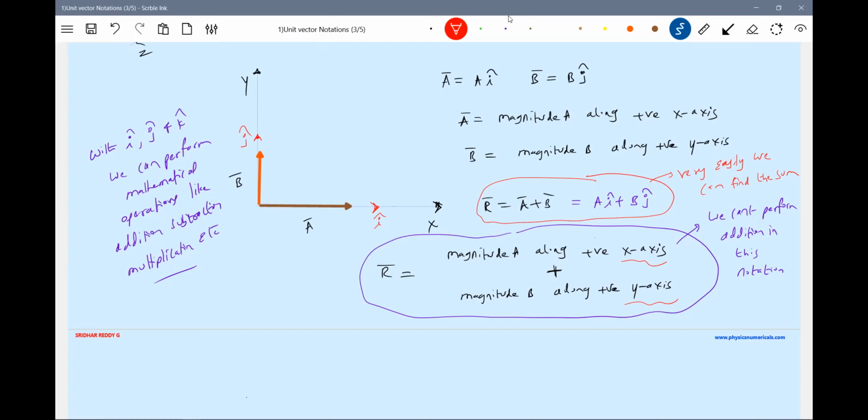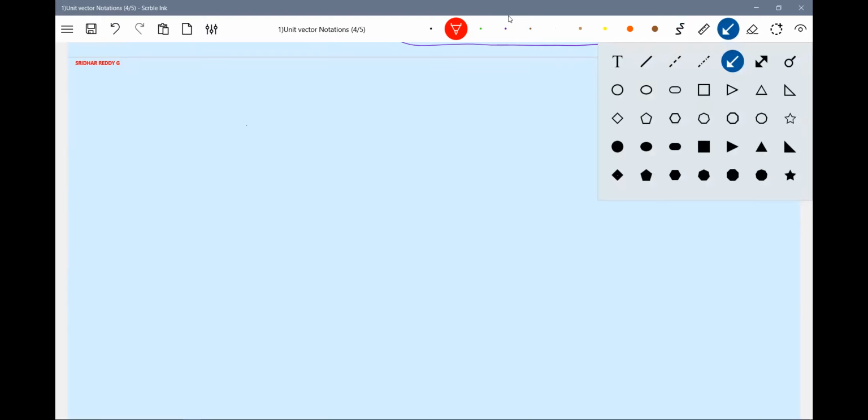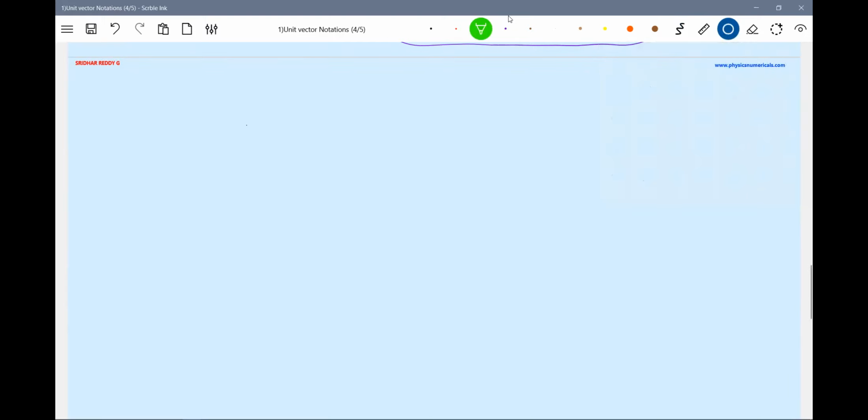Sir, are only i cap, j cap unit vectors there? Nothing else? You can take some examples. Let there be a circle. Then we can bring in unit vectors, one tangential to this and the other normal. This is e_t cap. What do we mean by e_t cap? The tangential unit vector, which will be tangential to the path. This is a circular path.